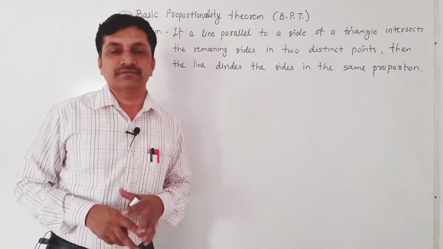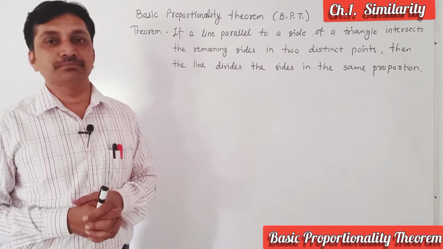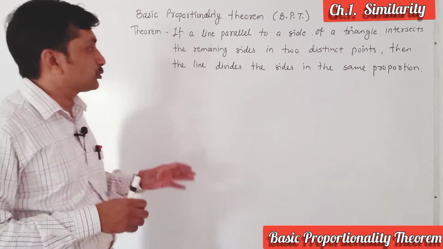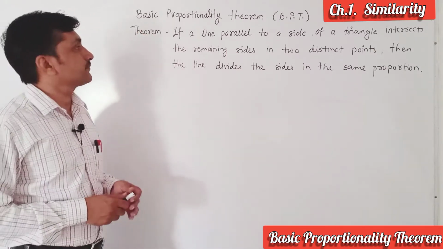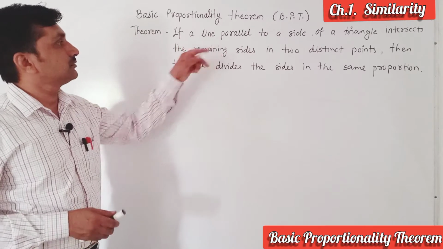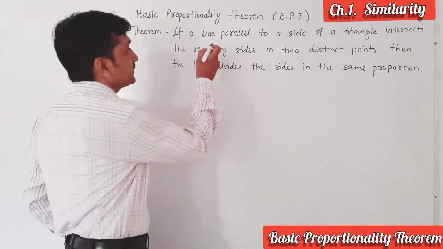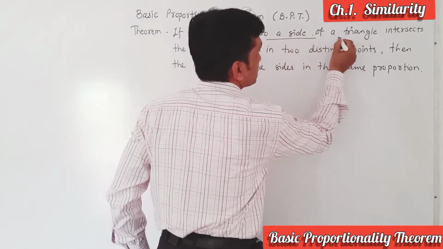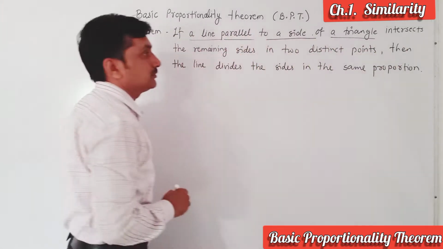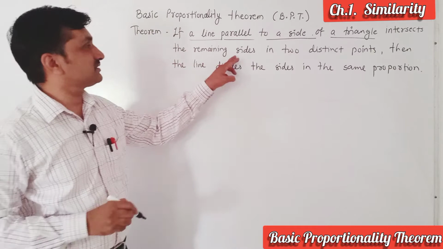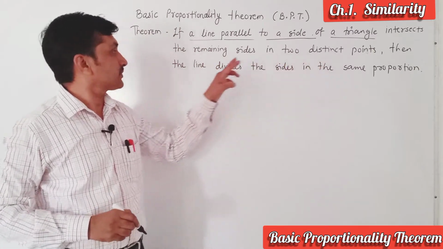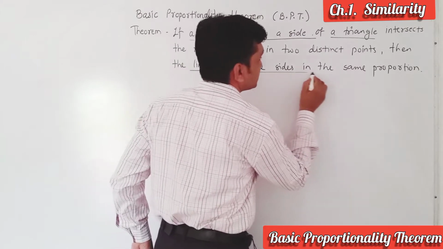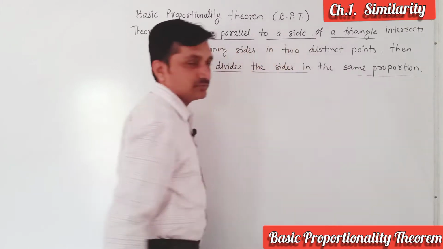Hello dear friends, in this video we are going to study the basic proportionality theorem, that is BPT. The statement of the theorem is: if a line parallel to a side of a triangle intersects the remaining sides in distinct points, then the line divides the sides in the same proportion.